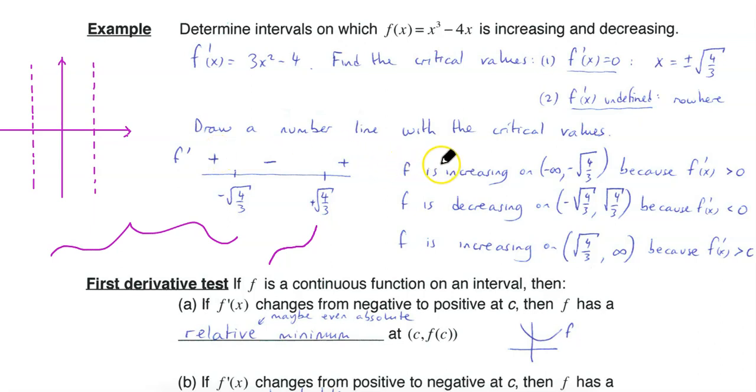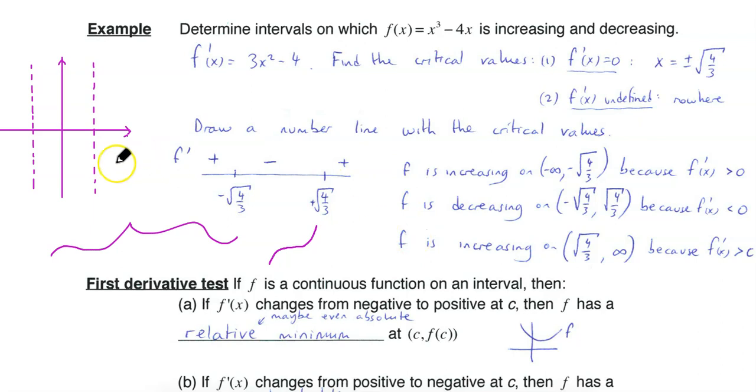So we write f is increasing from negative infinity to negative square root of 4 over 3 because f prime of x is positive. In between here, we can write f is decreasing on the interval from negative square root of 4 over 3 to positive square root of 4 over 3 because f prime of x is negative. And then again, same here. So each of these signs on this number line corresponds to one of these lines here.